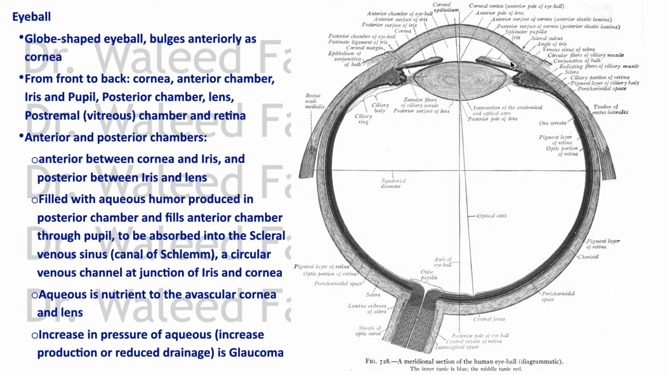Now anything affecting the drainage, reducing it, or anything increasing the production, like a tumor for example, will result in increased pressure inside the anterior chamber, and this is called the eye pressure. The increase in pressure is a condition called glaucoma. So glaucoma is the increased pressure of the aqueous humor in the anterior and posterior chambers. It has nothing to do with the vitreous chamber here.